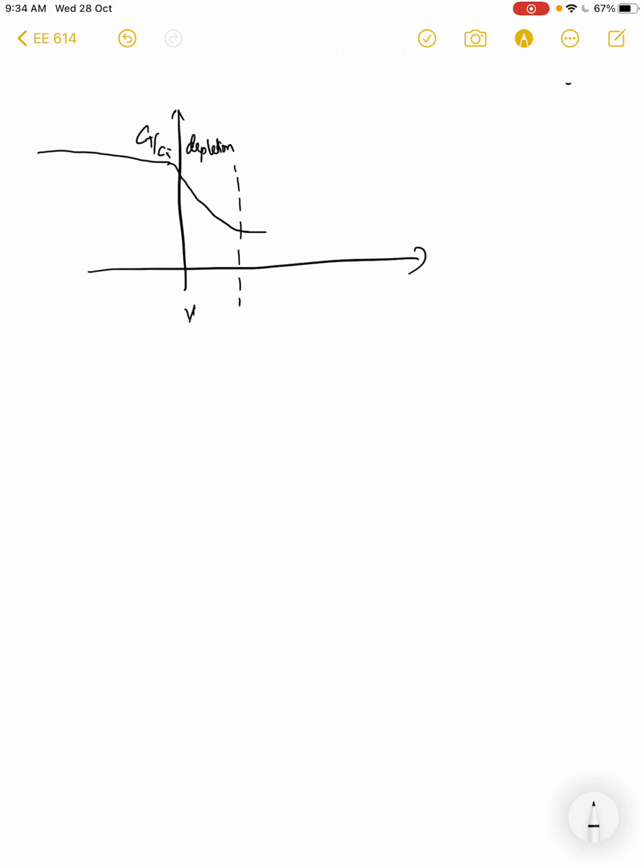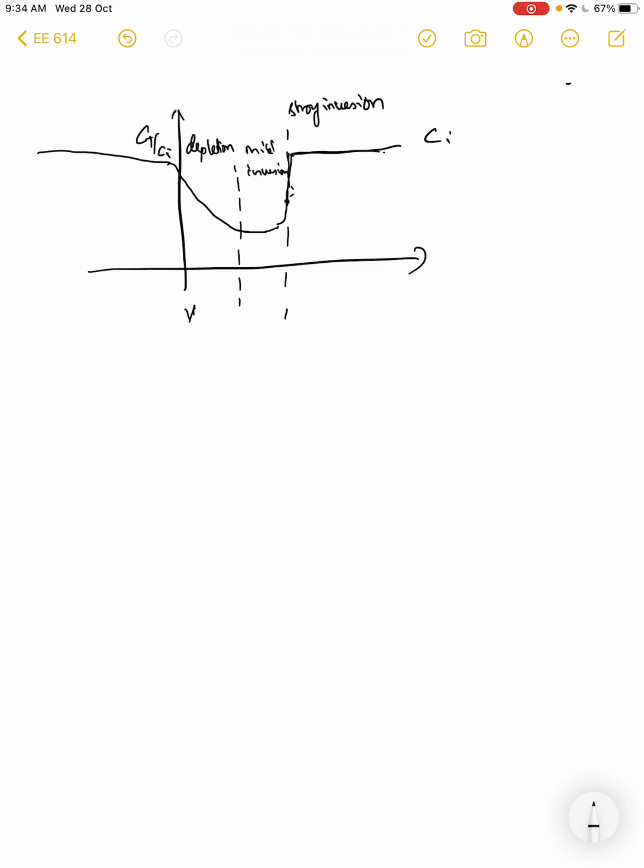It keeps going down at the mild or weak inversion, and it starts rising up at the beginning of strong inversion. Now this rise up depends upon the frequency, and then we saw that it will rise up to the oxide capacitance if the frequency is low enough.